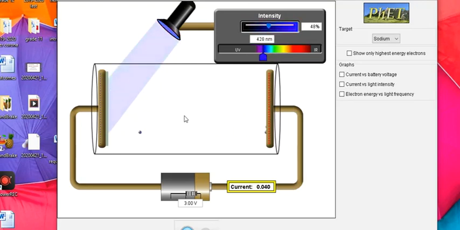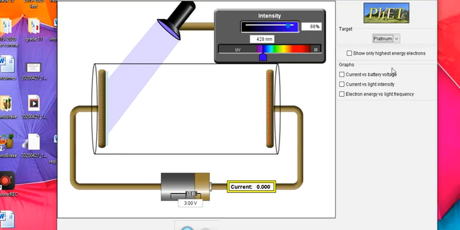Let me keep it on blue light. On blue light, if I increase the intensity, yes, I have more electrons emitted, so the current will increase. So this is the general idea of the simulation. It shows me the photoelectric emission and how the electrons leave the surface of the metal when specific light is used. Here, we can even use a different metal. See, blue light is removing electrons from sodium. If I use platinum, you see, it doesn't remove.